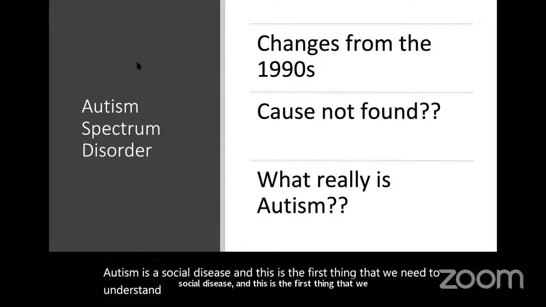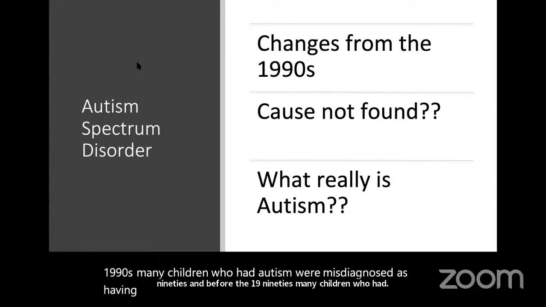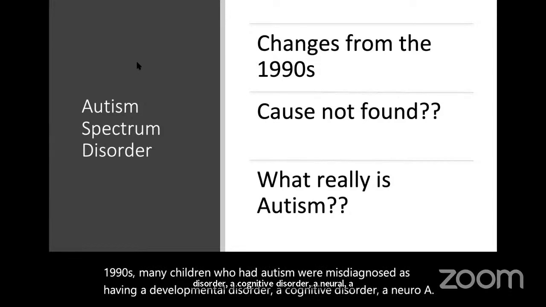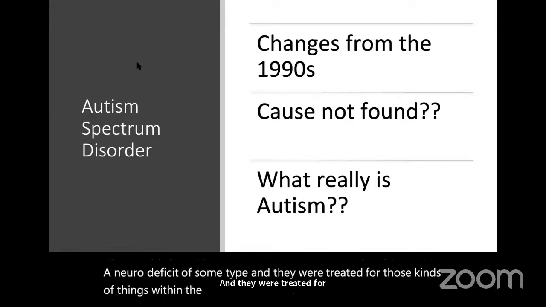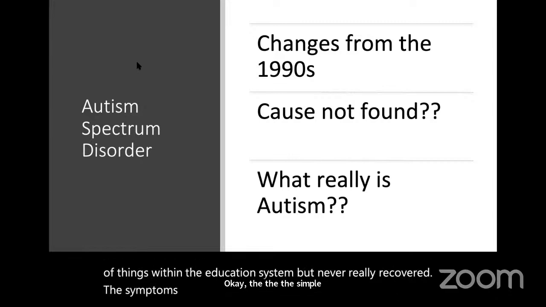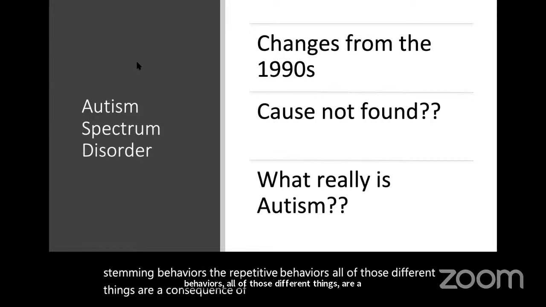Because in the 1990s and before the 1990s, many children who had autism were misdiagnosed as having a developmental disorder, a cognitive disorder, a neuro deficit of some type, and they were treated for those kinds of things within the education system, but never really recovered. Okay, the symptoms we see with autistic children, such as the stemming behaviors, the repetitive behaviors, all of those different things are a consequence of the social situation that they're in.